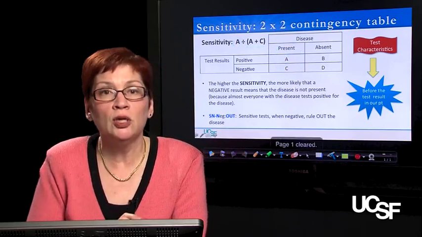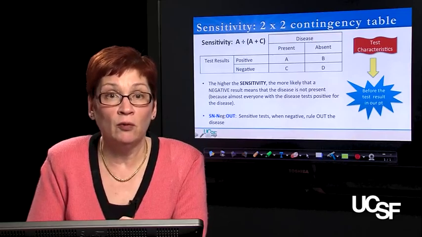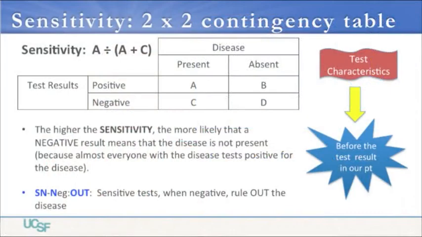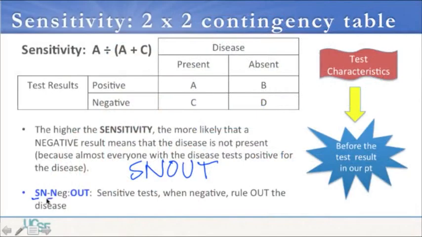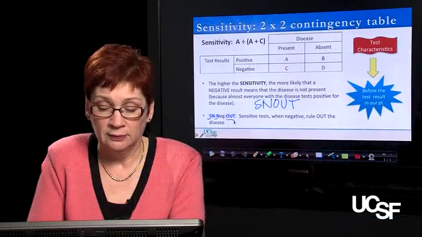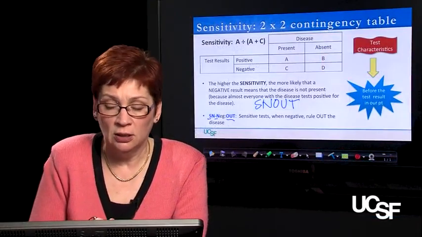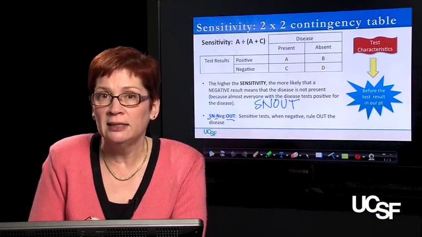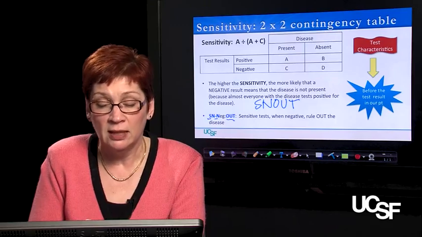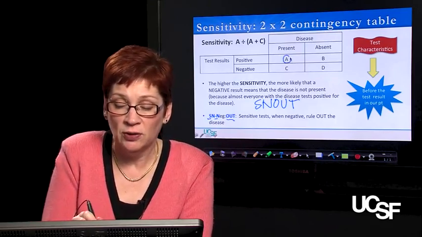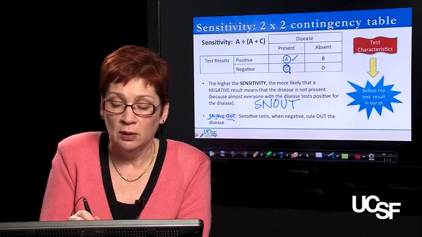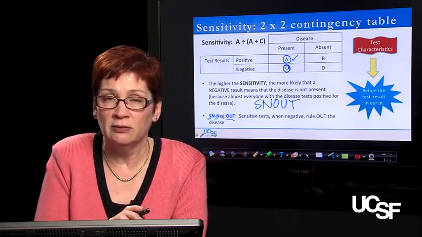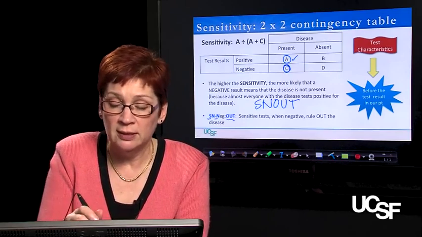Now, there's a shorthand we use for sensitivity to remind you of what it's good at doing, and that is SNOUT, S-N-O-U-T. And that stands for, as an acronym, a sensitive test, when negative, helps us rule out a disease. And this kind of makes intuitive sense when you consider that a highly sensitive test, say it's 99% sensitive, means that virtually everyone who tests positive for the disease sits in this quadrant A, that there's very few people who actually have the disease who test negatively for the disease. So almost everyone with the disease is going to test positive.